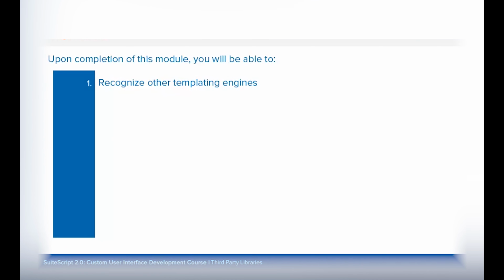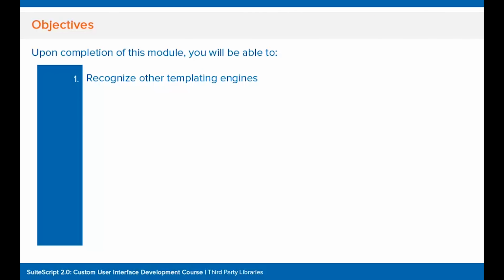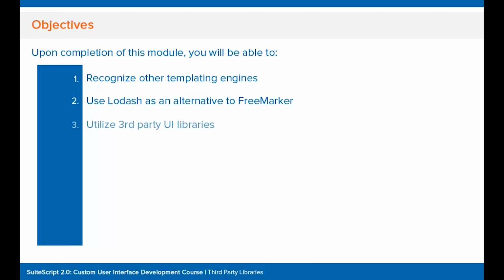By the end of this course, we should be able to recognize other templating engines that we can use aside from the n/render module, which is part of SuiteScript 2.0. We're going to look specifically at Lodash as an alternative to FreeMarker for your templating needs. We're also going to look at how you can use third-party UI libraries so that you can further enhance your HTML pages by adding graphical user interfaces, or maybe just add some animation or a little bit of interactivity on your form.